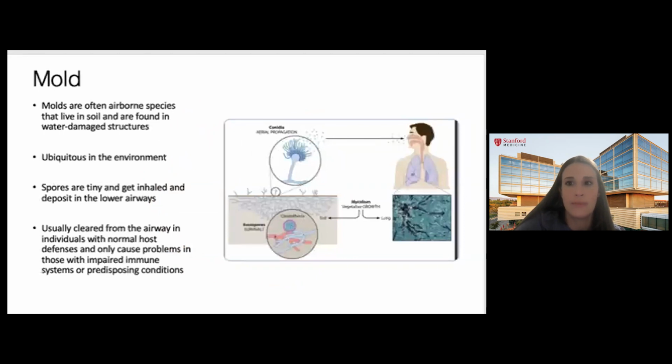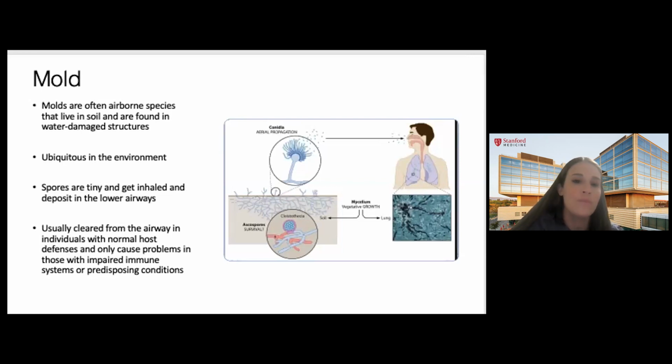And then mold, something I deal with a lot in my practice is allergic bronchopulmonary aspergillosis, which tends to affect people with asthma specifically. It's an allergy in the lungs to mold that can create really uncontrolled asthma and has to be treated a little bit differently than regular asthma. Unfortunately, mold is an airborne species that lives in the soil and is found in water damaged structures and tends just to be really ubiquitous in the environment. The spores are really tiny and get inhaled easily and just deposit in the lower airways.